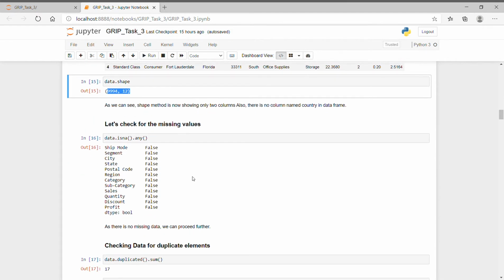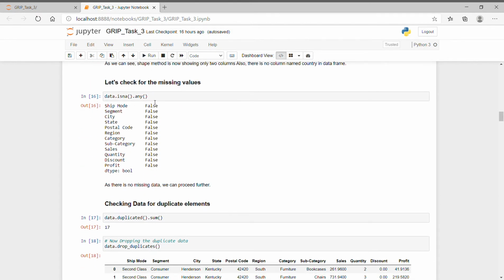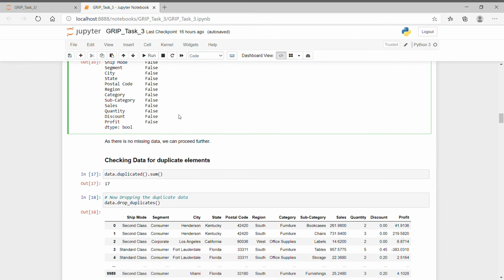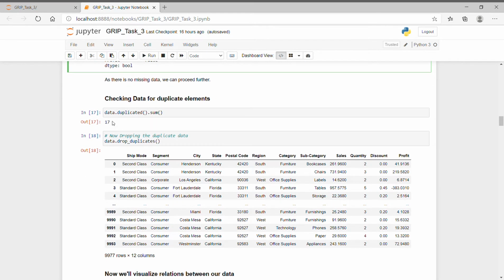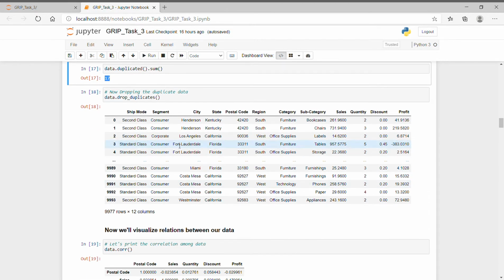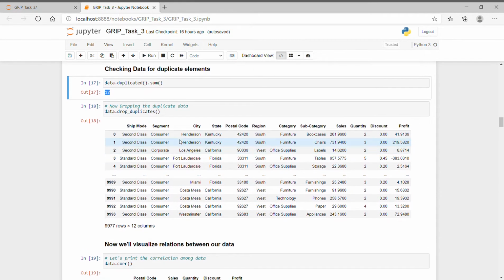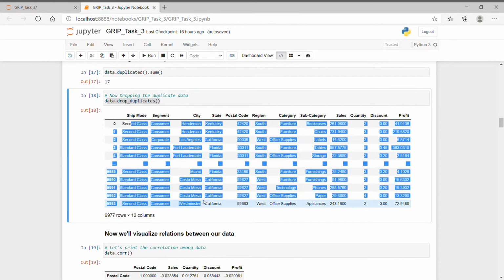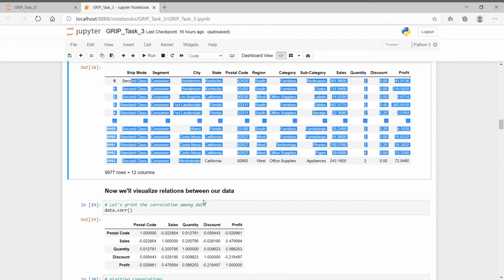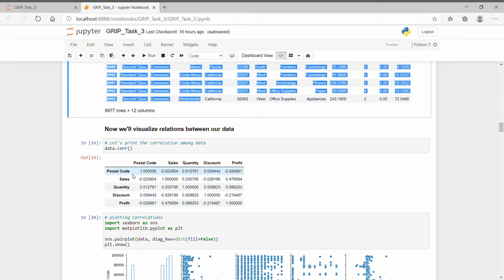Let's check for missing values. It tells us that there is no missing value in our dataset. Now let's check for the duplicate values. There are 17 duplicate values. Let's print those duplicate values here. In this line, we have dropped our duplicate values, and here is our new data frame after dropping.